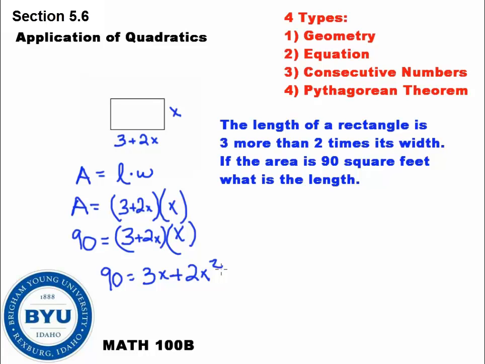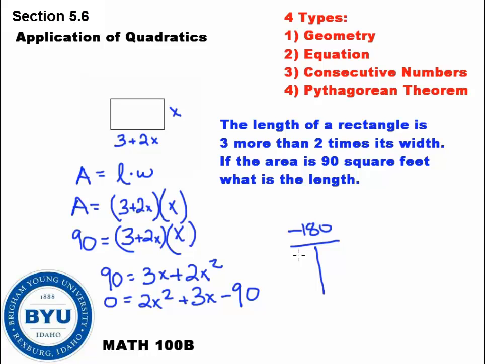To solve a quadratic, we've got to get everything to one side. I'm also going to put this in order. So I'm going to subtract the 90. I get 2x squared plus 3x minus 90 equals 0. Once we get everything to one side, we then factor. I'm going to have to factor this using the AC rule because the first value is not 1. So let's see. 2 times 90 is negative 180. I need the factors of negative 180 that add up to 3.